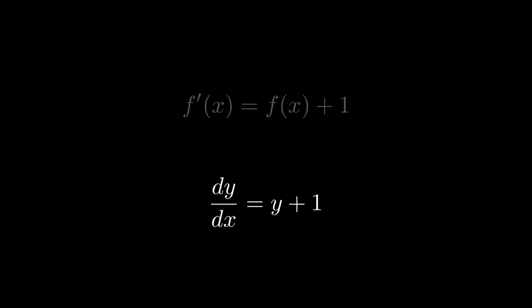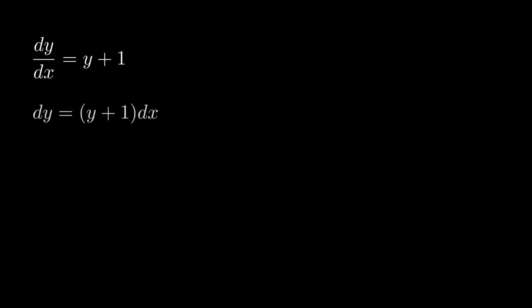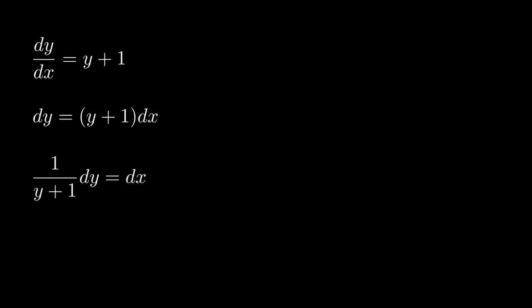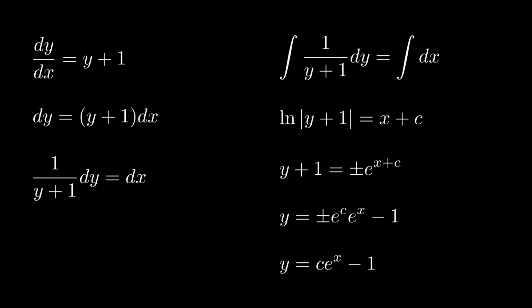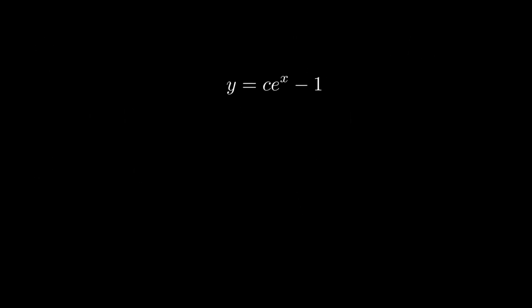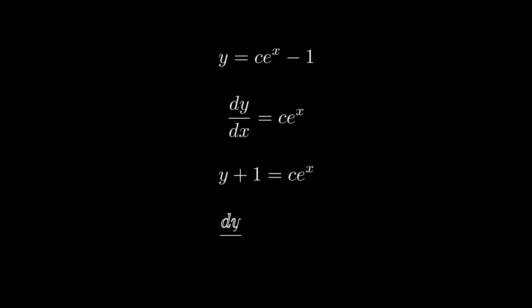Here's a method that you might see people use to solve this kind of problem. Multiply both sides by dx, and divide by y plus 1 to separate out the x's and y's. Then take the integral of both sides, which gets rid of the dx's and dy's. And finally, we can solve for y in terms of x. In this case, c is just a constant, and our claim is that this function will be a valid solution for any value of c. Going back and checking what we got with our original differential equation, we find that this function does indeed work.